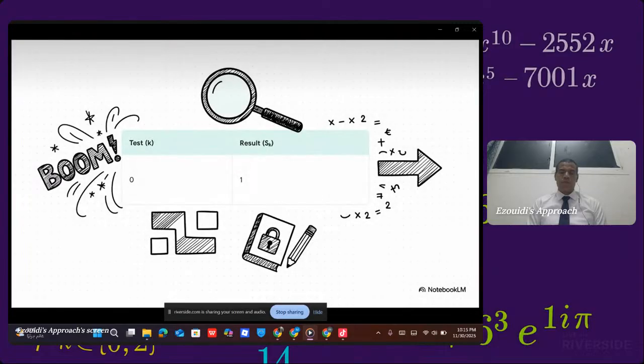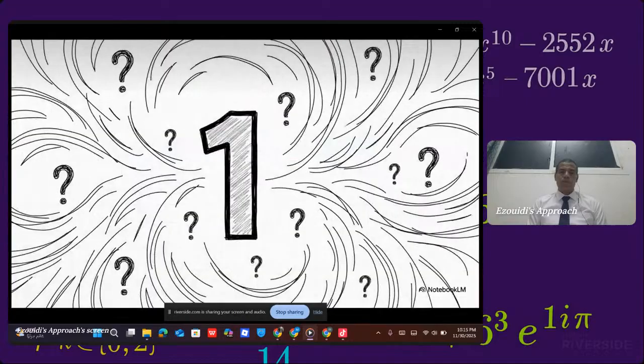And boom, we've got our first result. The test for k equals 0 gives us a 1. Now, the key thing here is that it's not 0. That means we found something. This is a real clue, a solid piece of evidence. Let's log it and see what's next. So, one clue down. Let's move on to our next test for k equals 1.